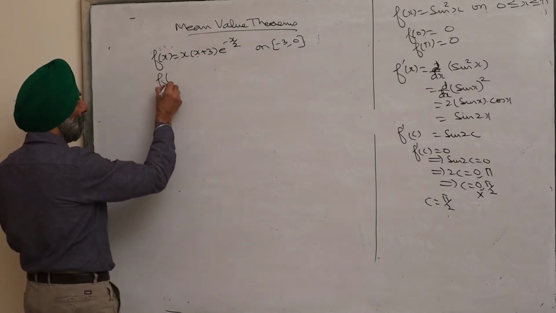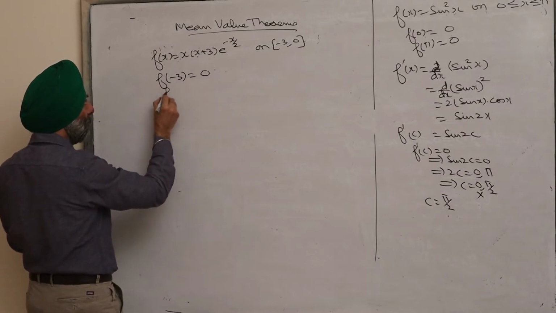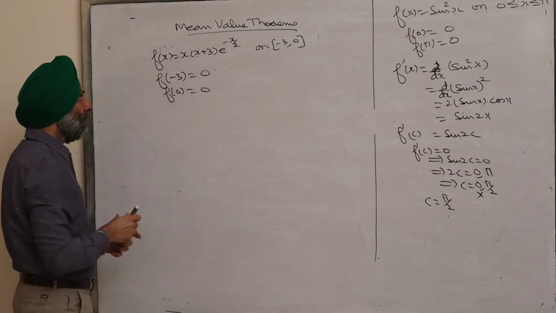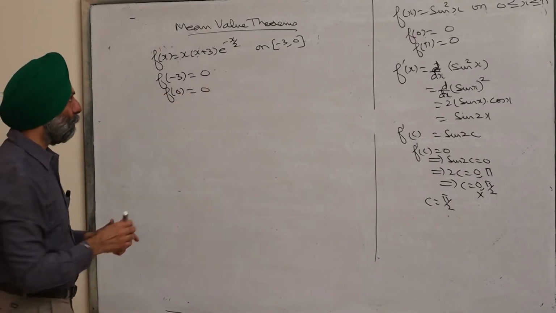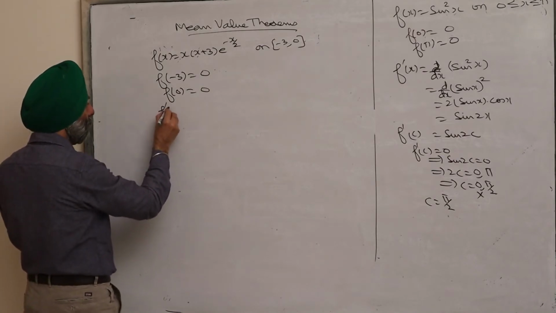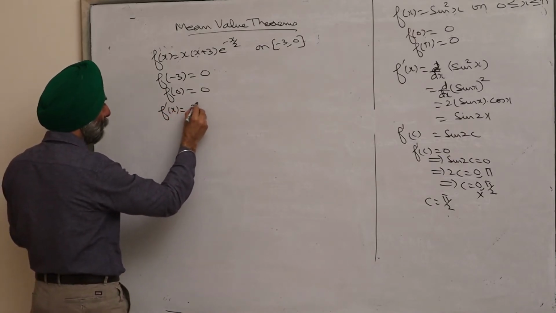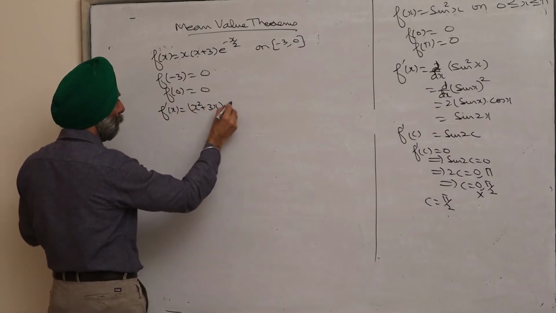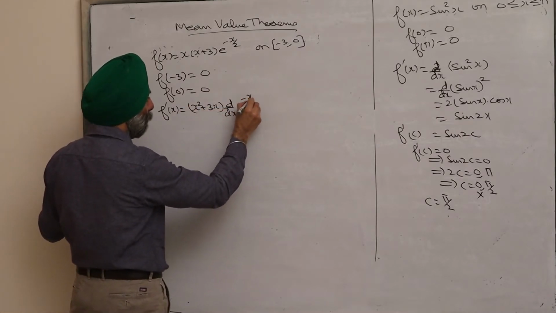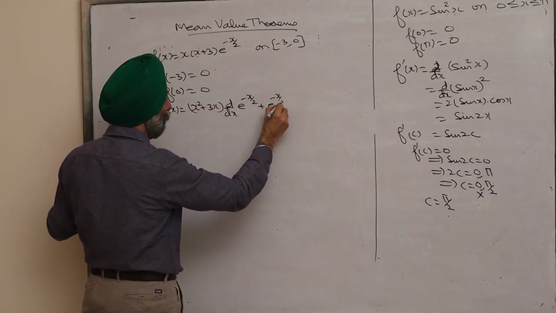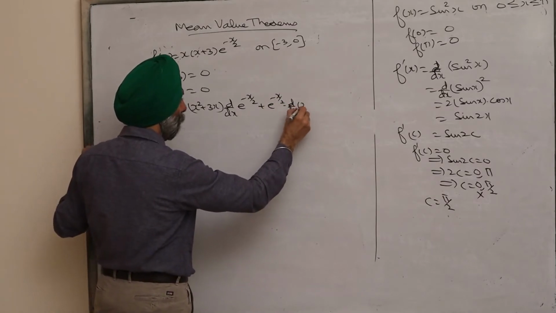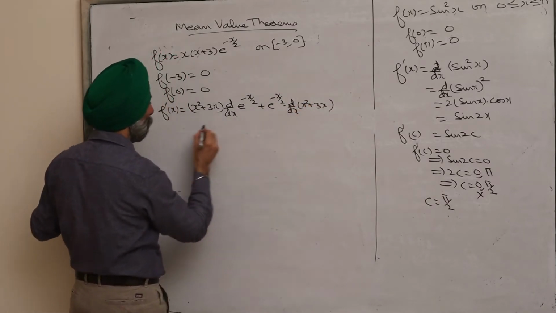Now find what is f of minus 3. Is it 0? F of 0, that is also 0. That means all the three conditions of Euler's theorem are satisfied. So what is f dash x? It is x square plus 3x into the derivative of e raised to power minus x by 2 plus e raised to power minus x by 2 into derivative of x square plus 3x.